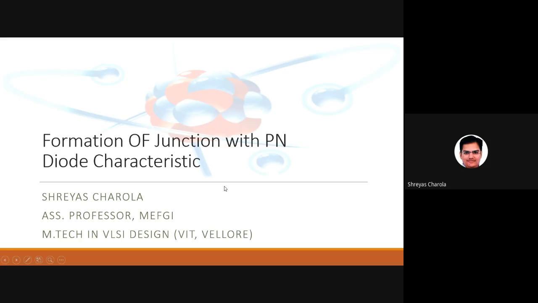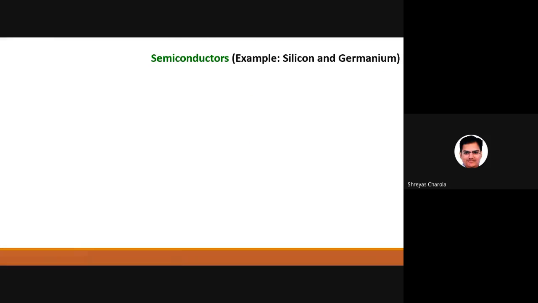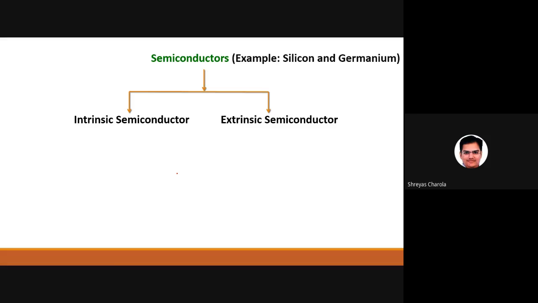Okay, starting with the formation of the PN junction. Everyone knows if you separate this word, PN, P stands for a P type and N stands for an N type. Semiconductors are mainly divided into how many types? Two types: intrinsic and extrinsic.